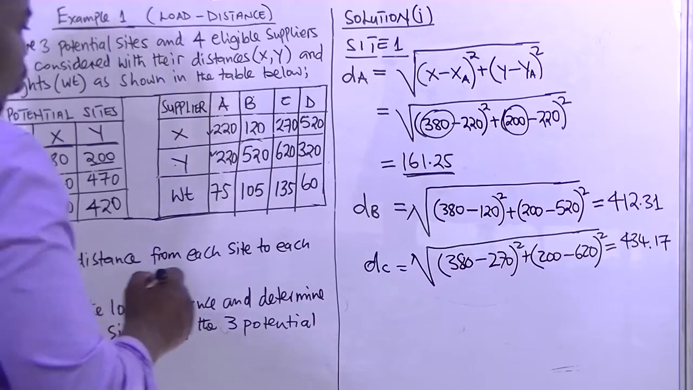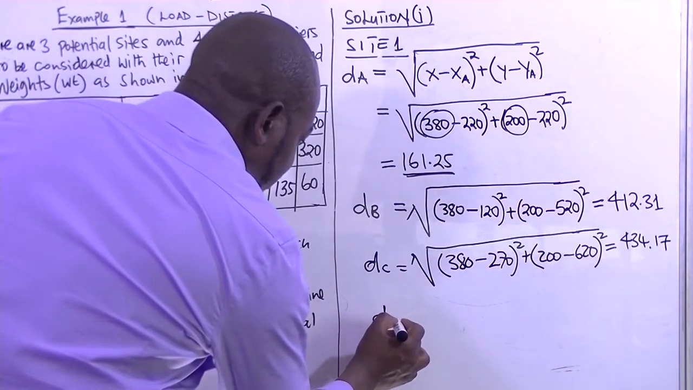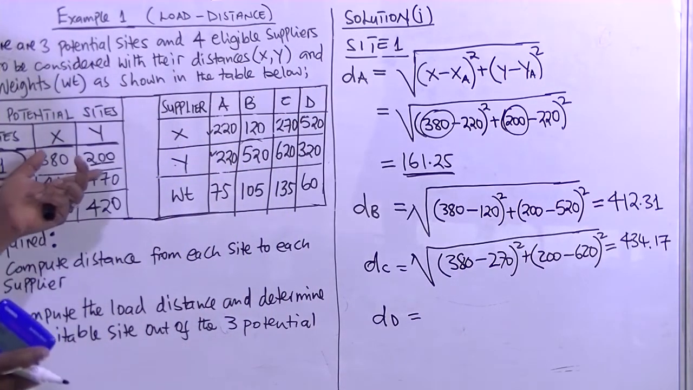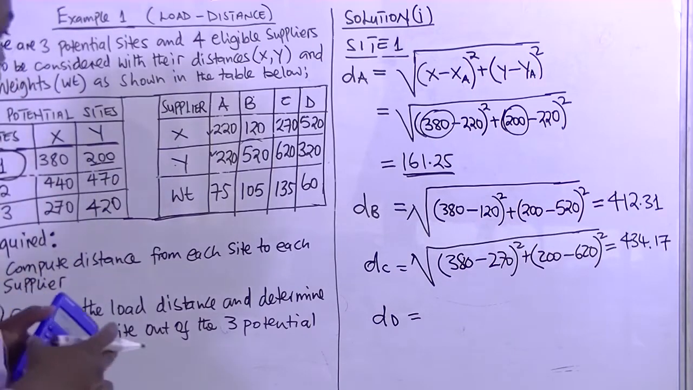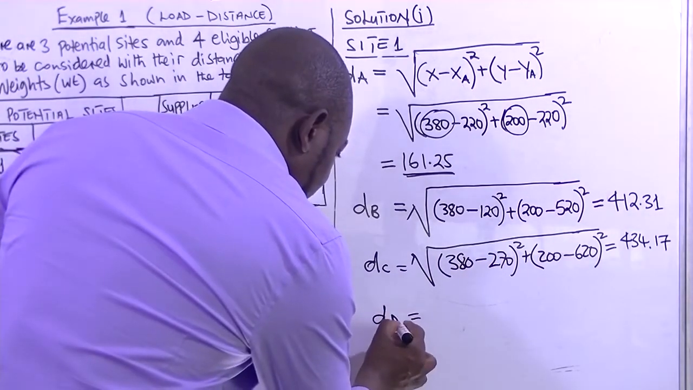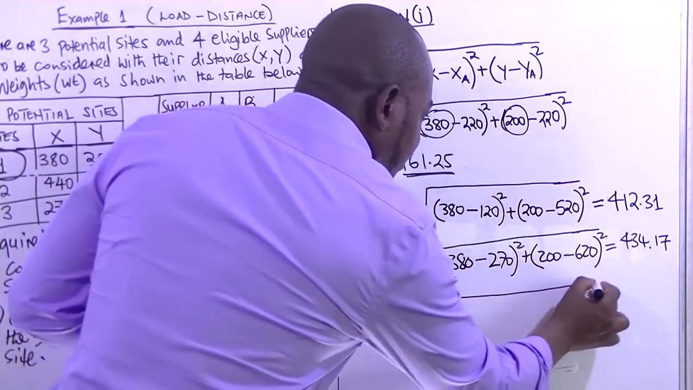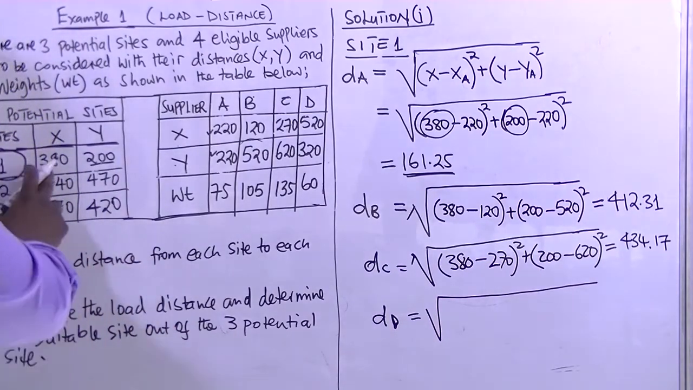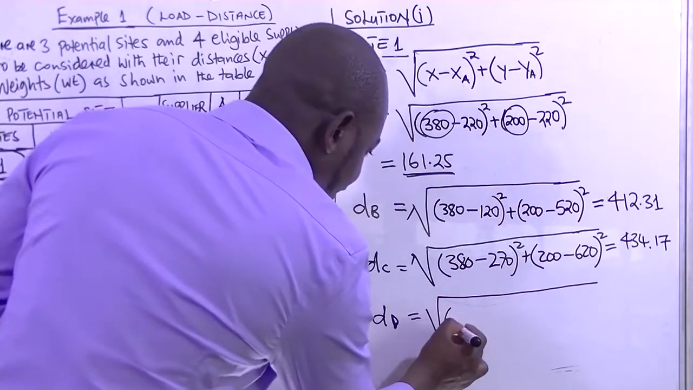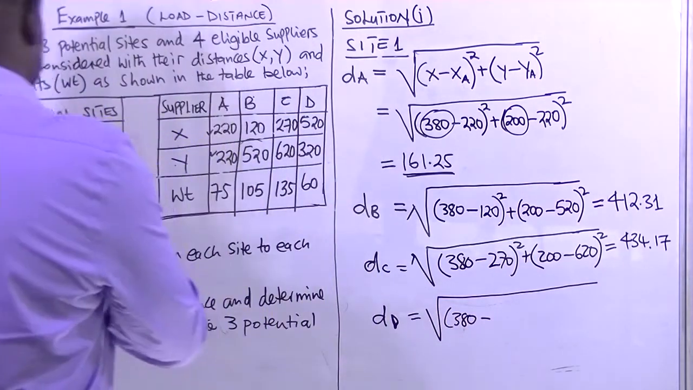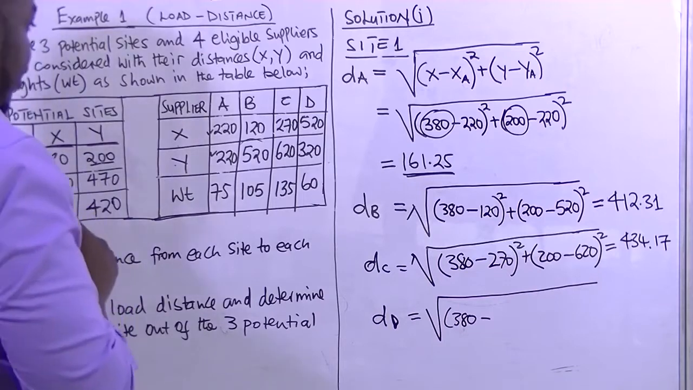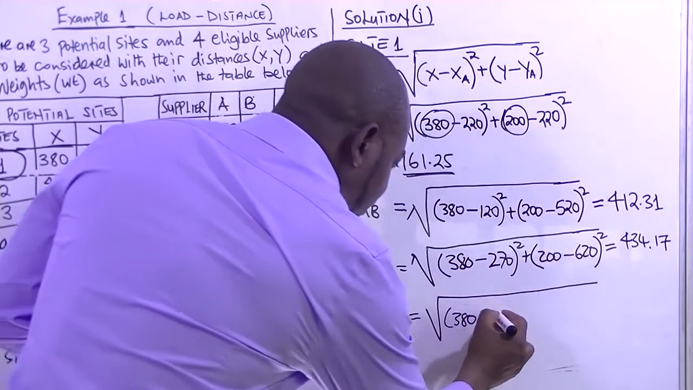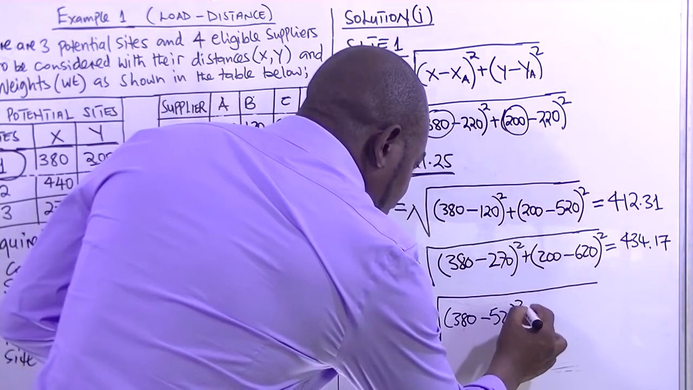Now I go to distance in relation to D. So it shall be DD, which is the last one as with regard to site 1. So I'll say 380, it still maintains, open brackets 380, because we are still in site 1. That's our X for site 1. And then our X for D is 520. And then I'll square it.